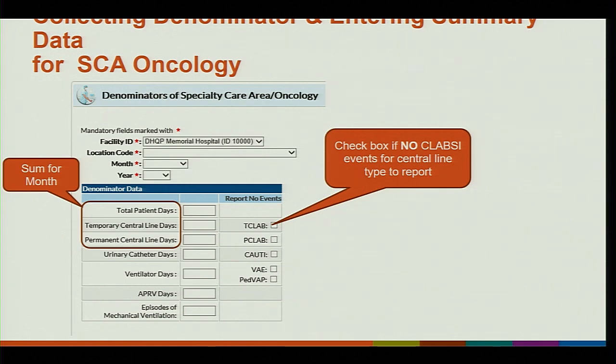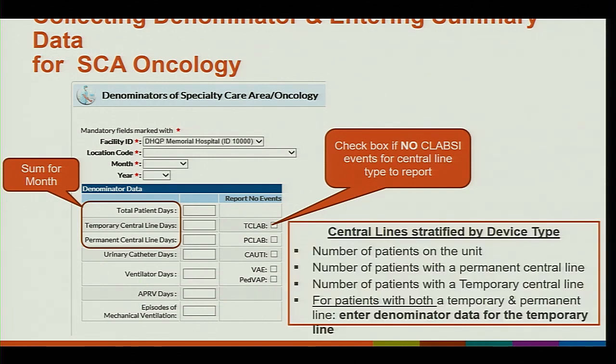The central lines are stratified by device type. So you would look at the number of patients on the unit, the number of patients with a permanent central line, number of patients with your temporary central line, and again, for patients with both, report the temporary line only.